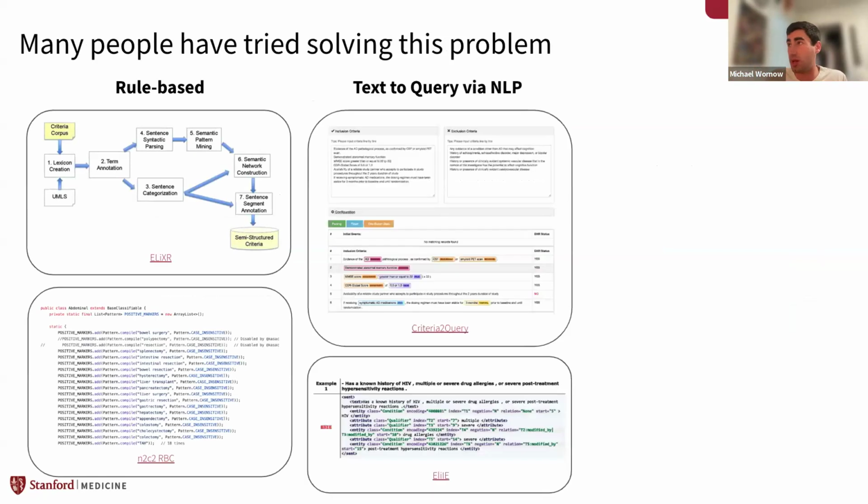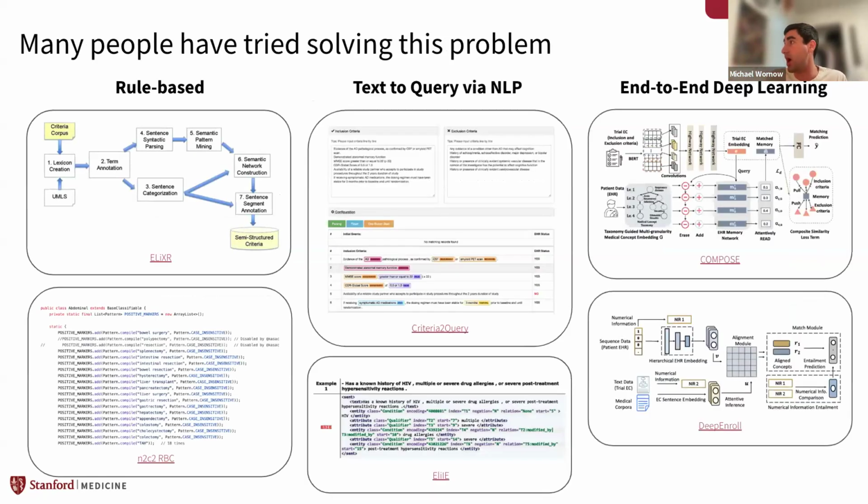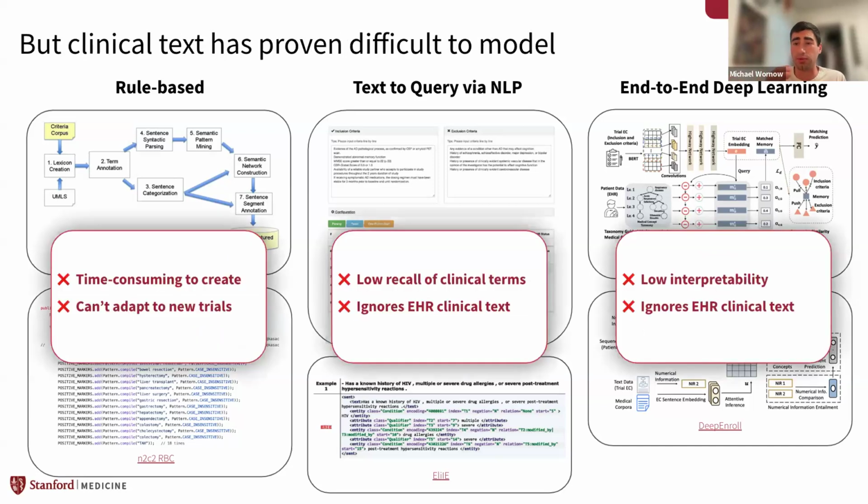There have been rule-based systems. There's been what I'd call traditional NLP systems. And then there have been end-to-end deep learning systems. But all of this was kind of before the advent of large language models, which, as I'm sure we're all well familiar with, are very well suited for processing unstructured text. And so all of these systems suffered from some sort of limitation that limited their practical applicability, even though they did make great strides forward from where we were previously.